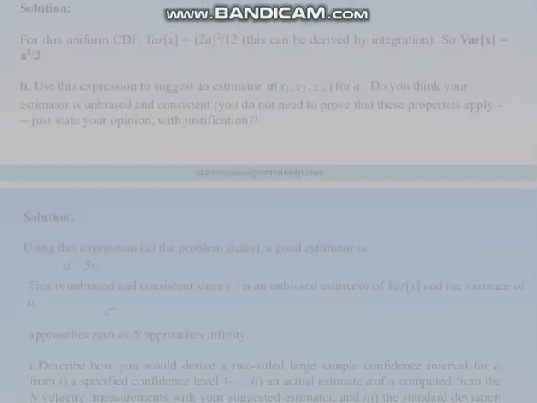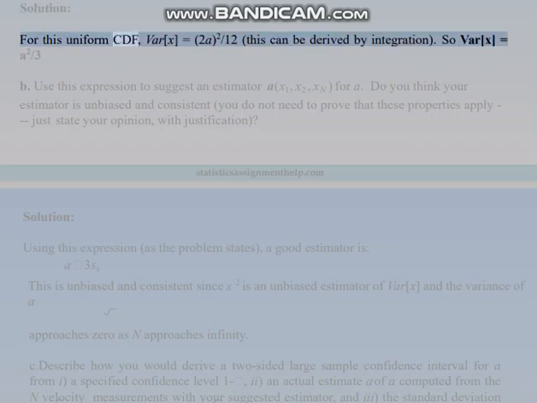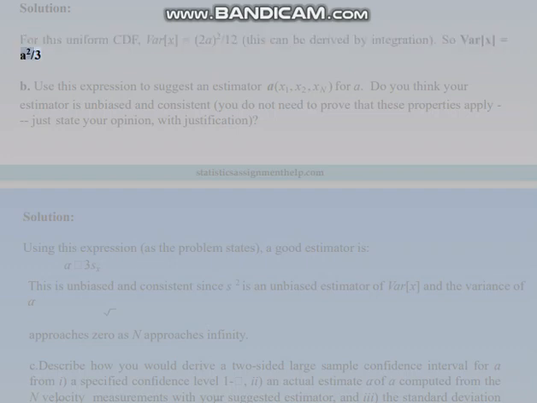A. Derive an expression that relates the variance of x to the parameter a. Solution. For this uniform distribution, var x equals (2a) squared over 12. This can be derived by integration. So var x equals a squared over 3. B. Use this expression to suggest an estimator a hat of x1, x2, through xn for a. Do you think your estimator is unbiased and consistent? You do not need to prove that these properties apply, just state your opinion, with justification.